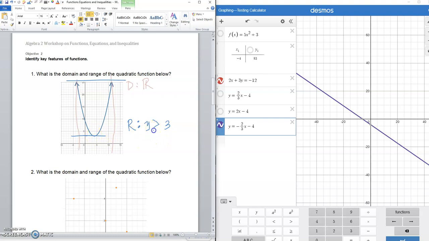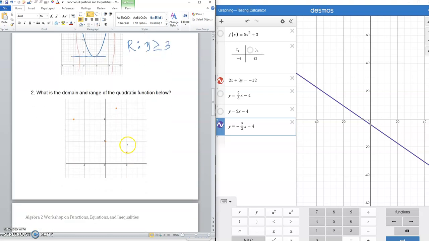Because of that, it is considered part of the solution set. So that is y greater than or equal to 3. So now let us go to this next example. What is the domain and range of this? Let's do the domain first.